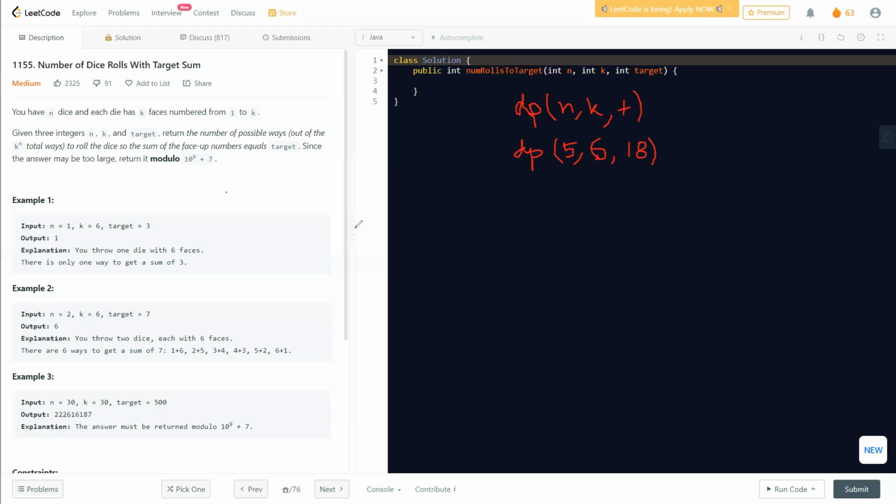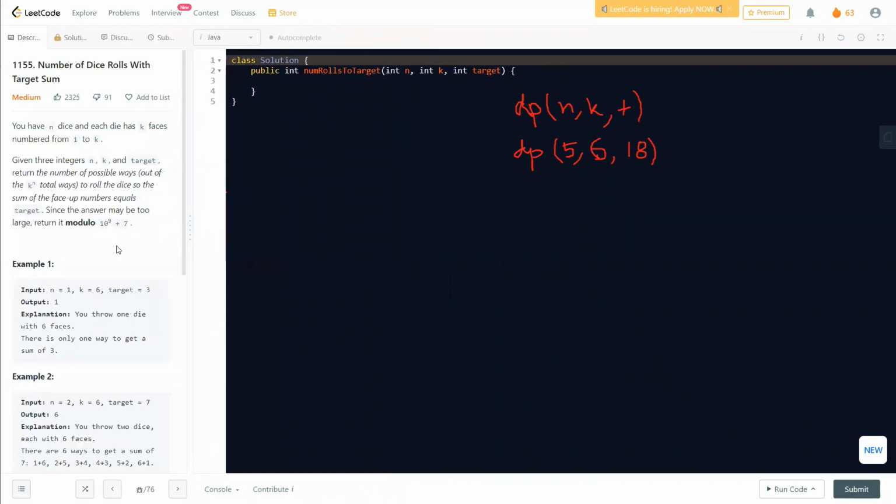If this is the target we need to reach, then what can be done? Let's try to analyze this. Let's consider 1 die out of it. How many dice are remaining to us? If we are taking 1 die, then 4 dice need to be adjusted. So the last die can be 1, the last die can be 2, the last die can be 3. I'm just considering 1 die out of these 5, which leaves 4 dice that need to be considered, and now I'm considering all the cases for the last die.